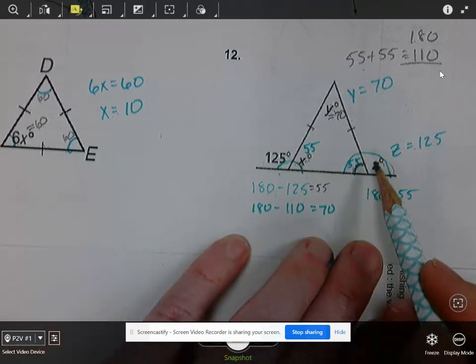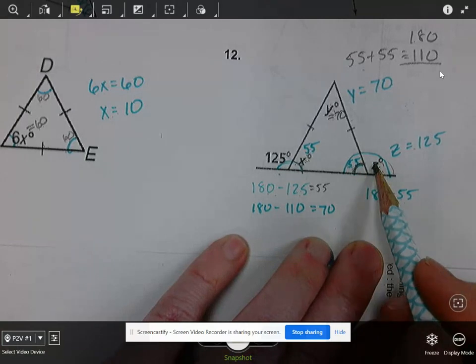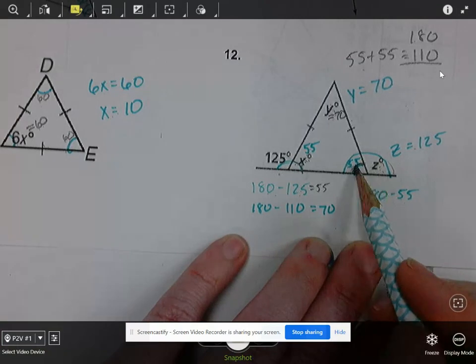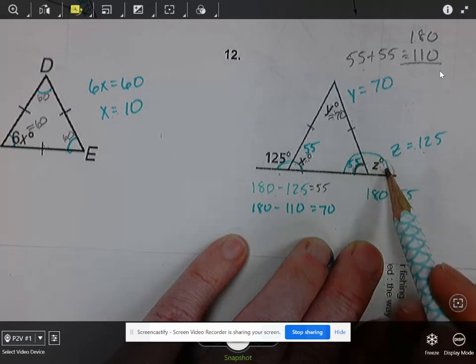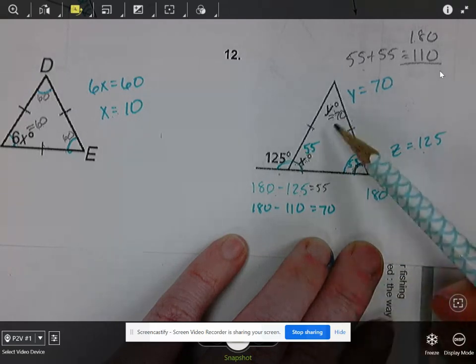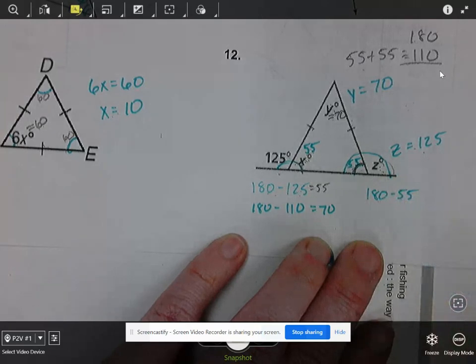You can either see that these are a linear pair and do 180 minus 55 and get 125, or you can see it's an exterior angle and that it equals 70 plus 55, which is 125.